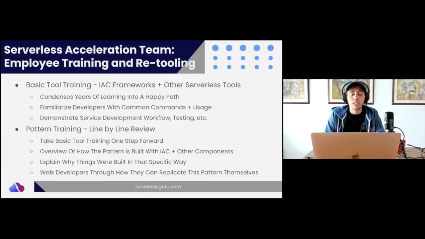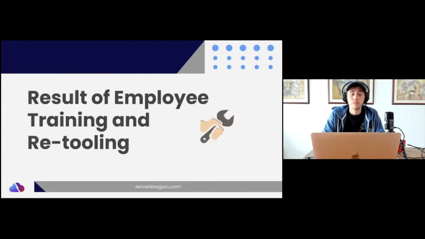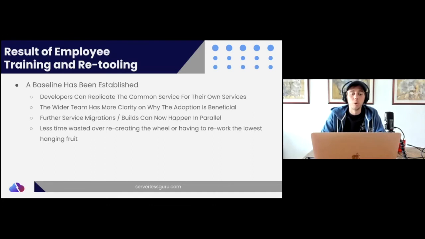So when it comes to this, take the basic training one step further. We overview how the pattern was built, explain why things were built in that specific way. And then also we walk developers through how they can replicate the pattern themselves. So after doing this training, the basic tool training and the pattern training, what is the result of that? So as we mentioned, baseline has been established.